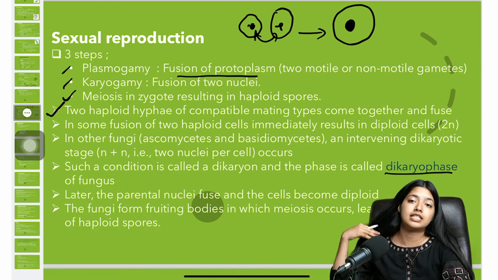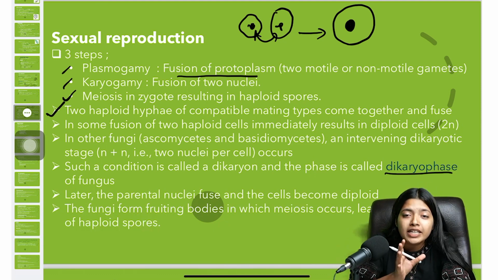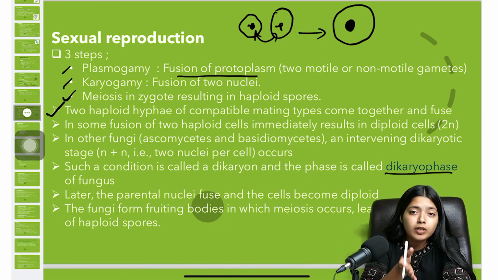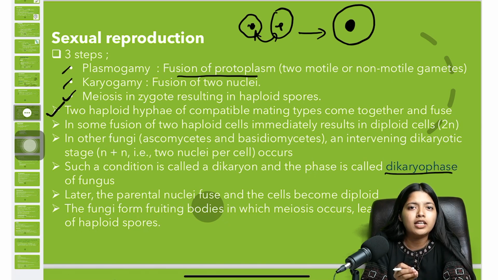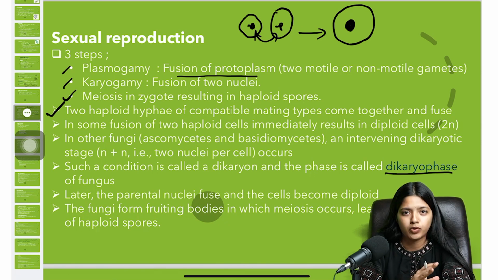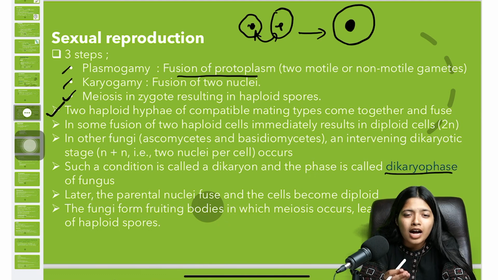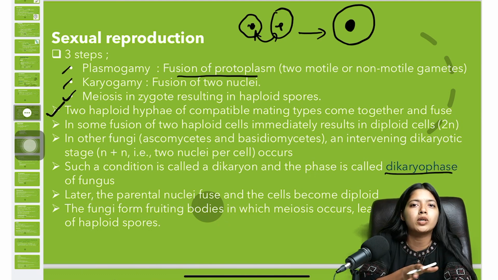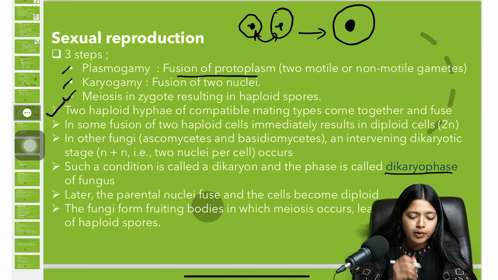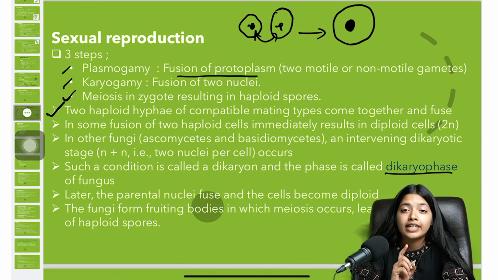But in some cases, the fusion is a little bit delayed. That means after protoplasm fusion, only after some time does nuclear fusion or karyogamy occur. There is an interval between plasmogamy and karyogamy. Because of this, a stage called the dikaryotic phase is formed.